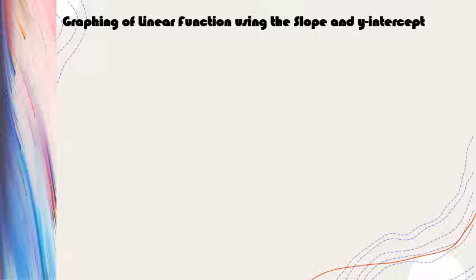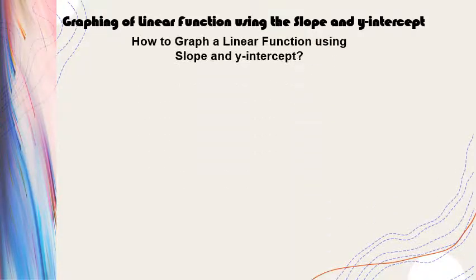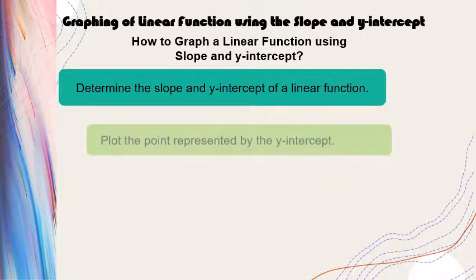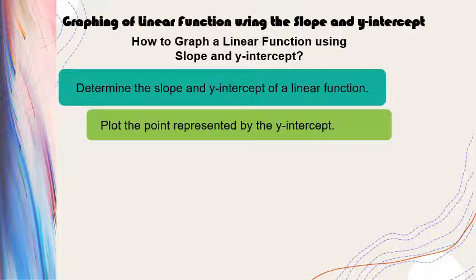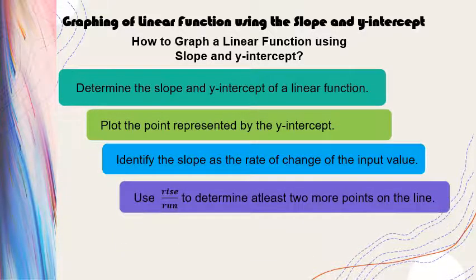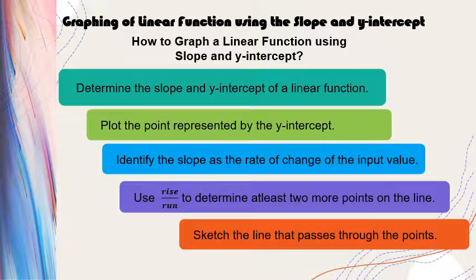So another way of graphing a linear function is using the slope and y-intercept. How to graph a linear function using slope and y-intercept? First, determine the slope and y-intercept of the linear function. Then plot the point represented by the y-intercept. Identify the slope as the rate of change of the output value. Use rise over run to determine at least 2 more points on the line. Sketch the line that passes through the points.